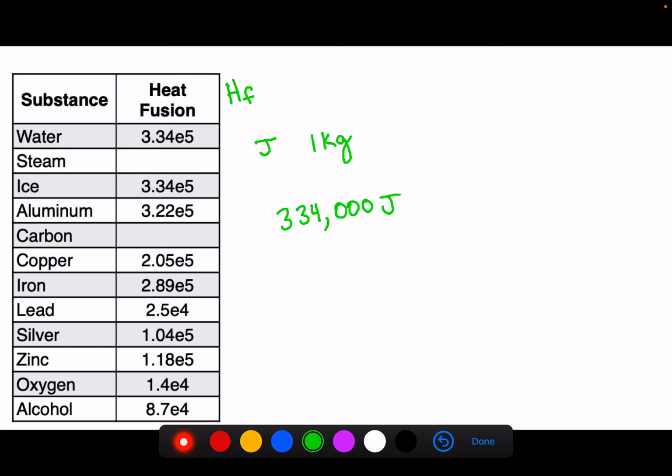Obviously, if I only wanted to melt a gram, I would divide this by 1,000, and 1 gram of water would require 334 joules in order to melt. Again, the bigger the numbers are, the harder it's going to be to melt that substance when it's already at its melting temperature.